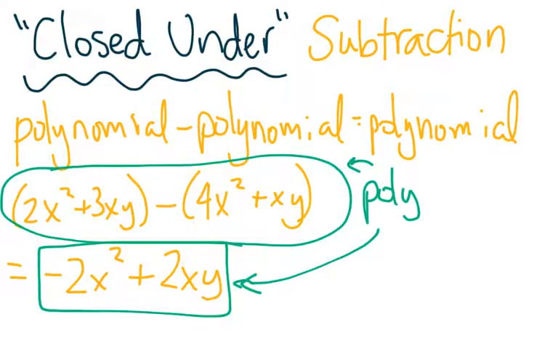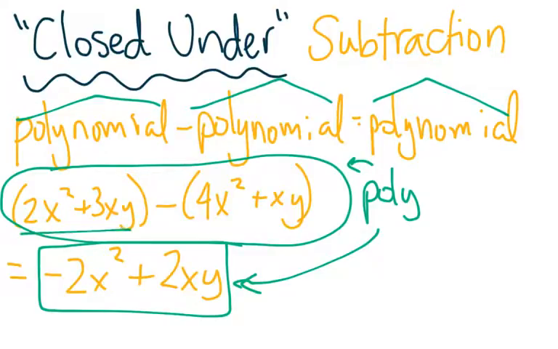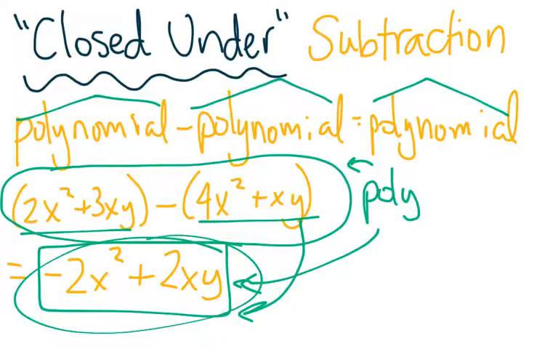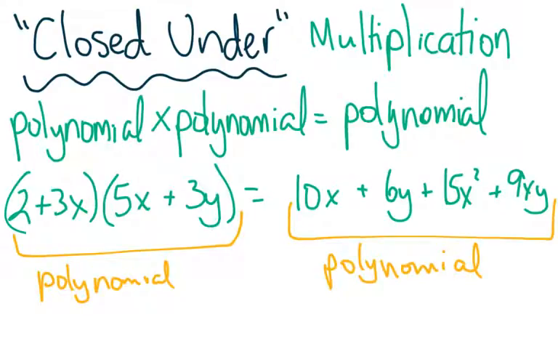Polynomials are also closed under subtraction, which means a similar thing. If you subtract one polynomial from another, your answer will always be a polynomial. 2x squared plus 3xy, one polynomial, minus another polynomial, 4x squared plus xy, is going to give you a polynomial, and this will always be true when you are subtracting polynomials from each other.